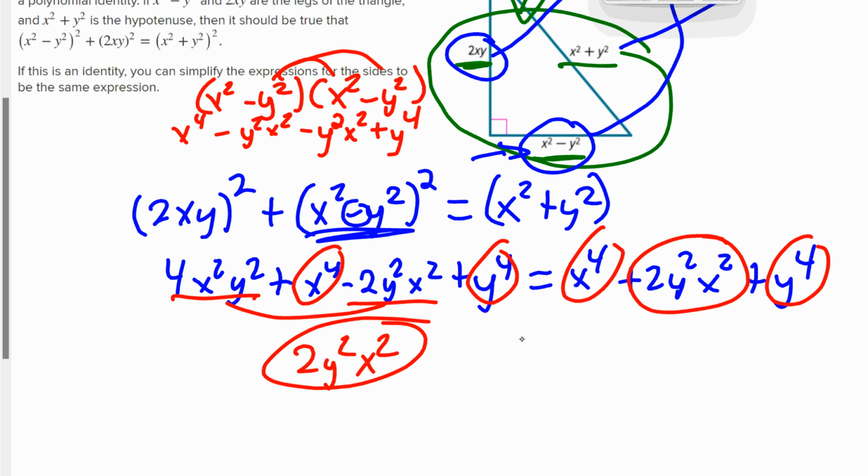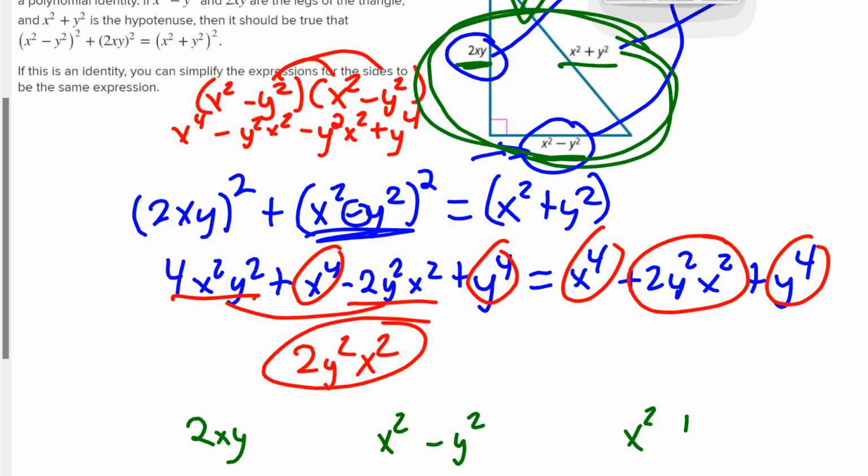So Pedro is correct. So there's another way that you could use, instead of the Pythagorean theorem, you could use this. You could say, use this formula, that 2xy, and the other side would be x squared minus y squared. Then you know your hypotenuse would have to be x squared plus y squared.